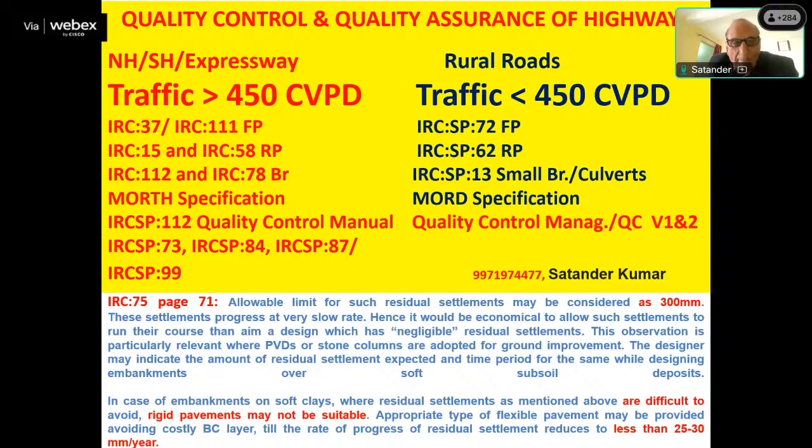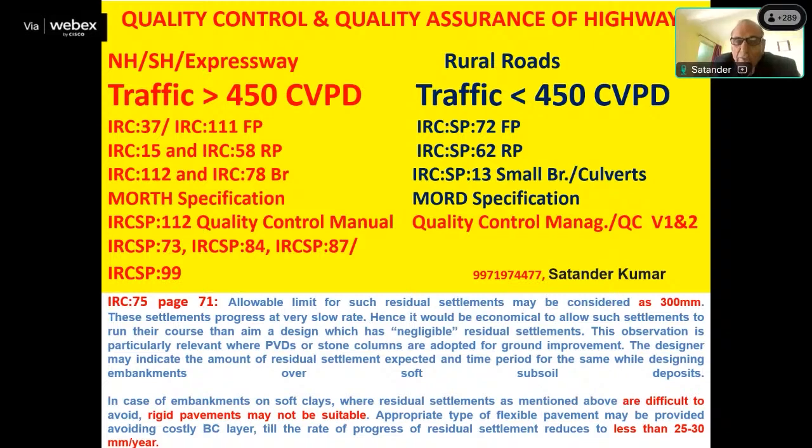If you see traffic on national highway, the code SP word will not come except in manuals, like IRC 37, IRC 15, IRC 112, with 37 for flexible. And in the case of national highway, we have a separate code for construction and a separate code for design.